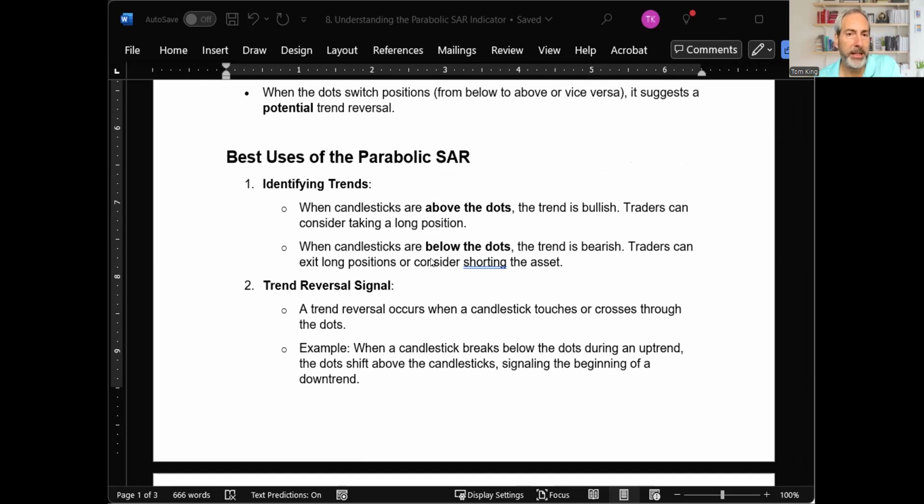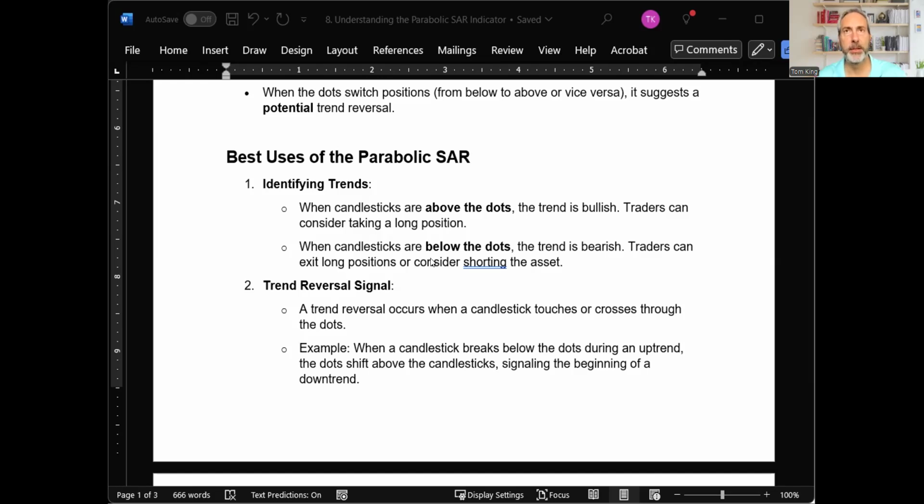That's where we want to consider being long. And it works in almost any time frame. It really works well in short time frames. I find it works pretty well if you want to day trade things, but don't use it in a vacuum. And when candlesticks are below the dots, then the trend is bearish, heading down. We can be short. The trend reversal signal happens when the candlestick touches or crosses through the dot. As soon as we touch or cross the dot, it's going to flick to either a bearish or bullish reversal.